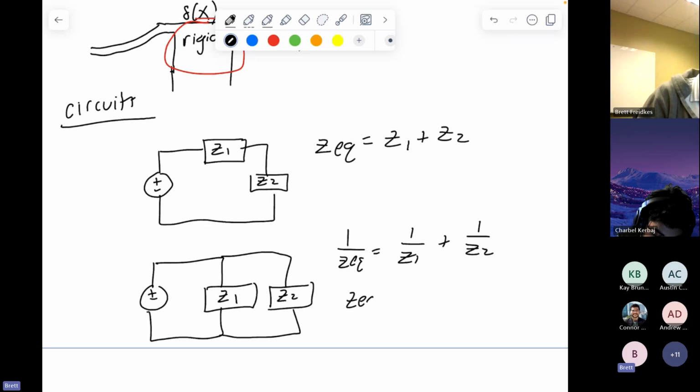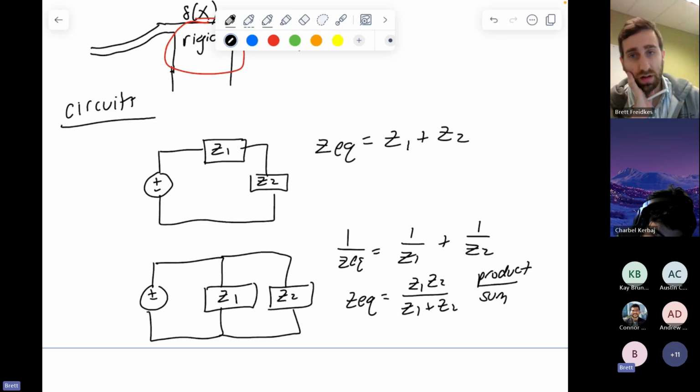And if you find a common denominator when you have two impedances in parallel, you can write this as the product of those impedances over the sum of those impedances. So this is product over sum. And that's typically what I remember when I think about reducing or simplifying circuits: product over sum for two impedances in parallel.